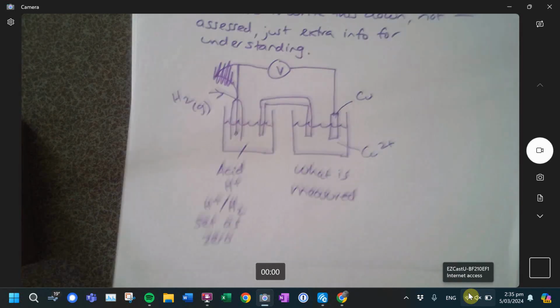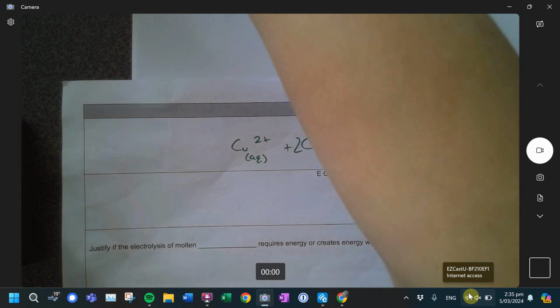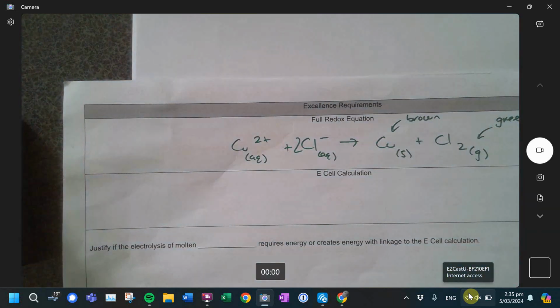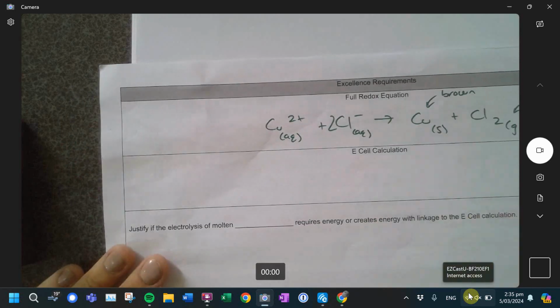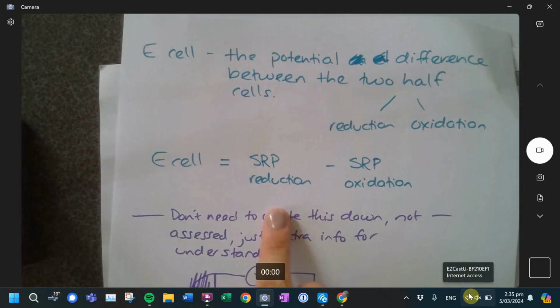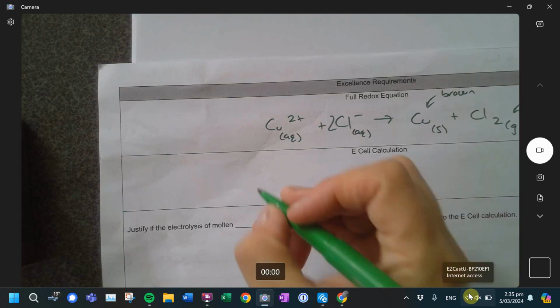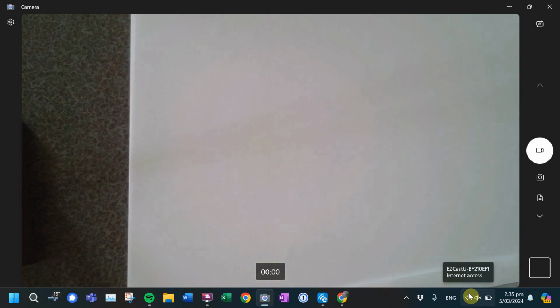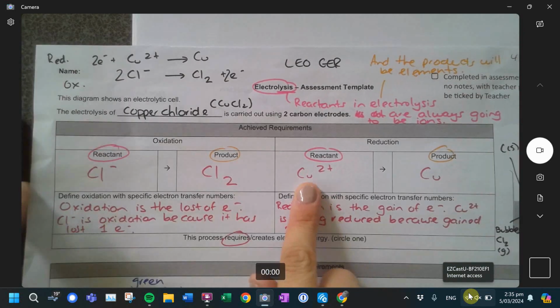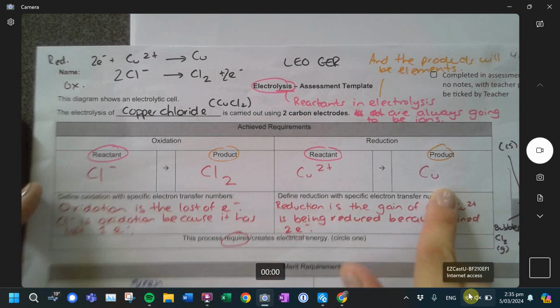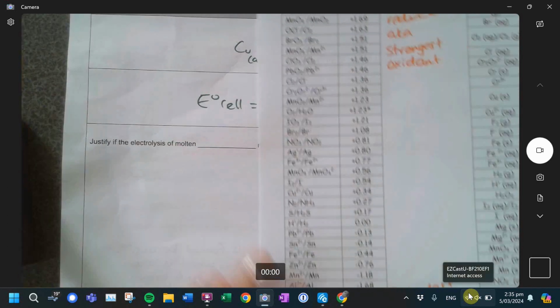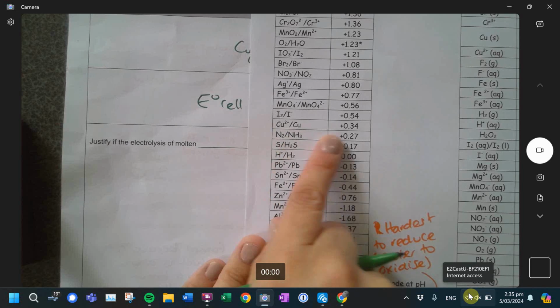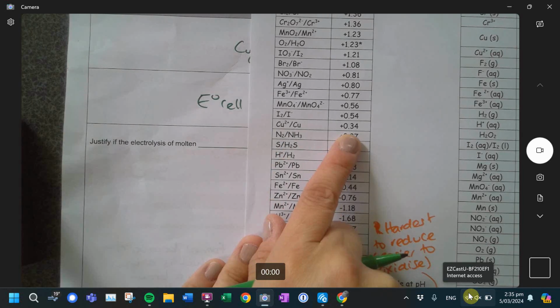So here's my E cell. Let me grab my green marker. All right. So for my E cell calculation, just as a reminder, you are doing the standard reduction potential for the reduction reaction. So my E cell is going to be equal to, let's see what I assigned as reduction. That was the copper 2 ion going to copper. So I find that redox pair. Copper 2 ion going to copper. That was 0.34.